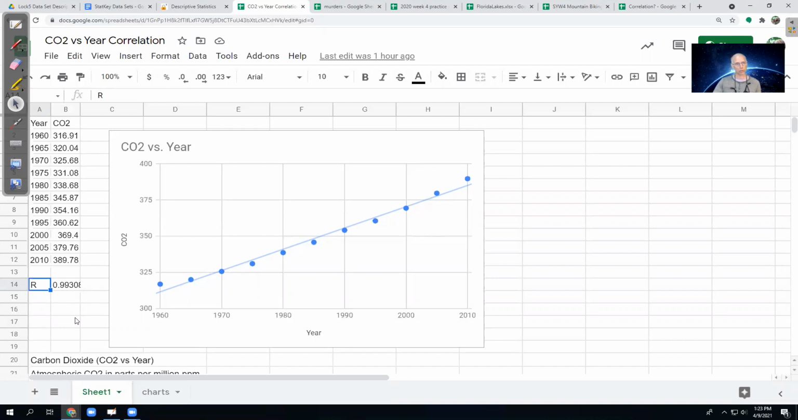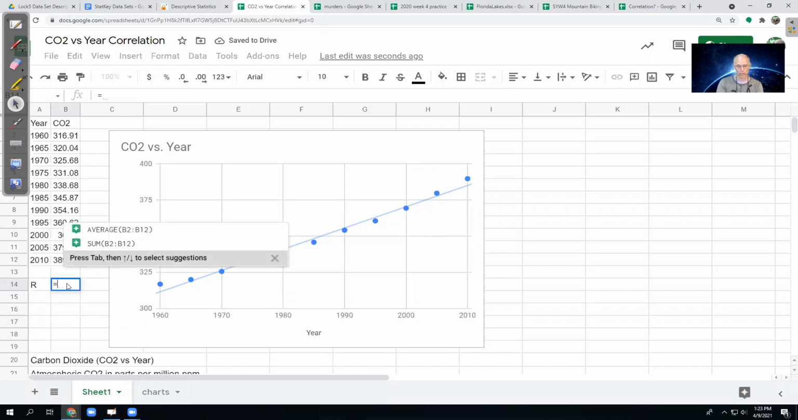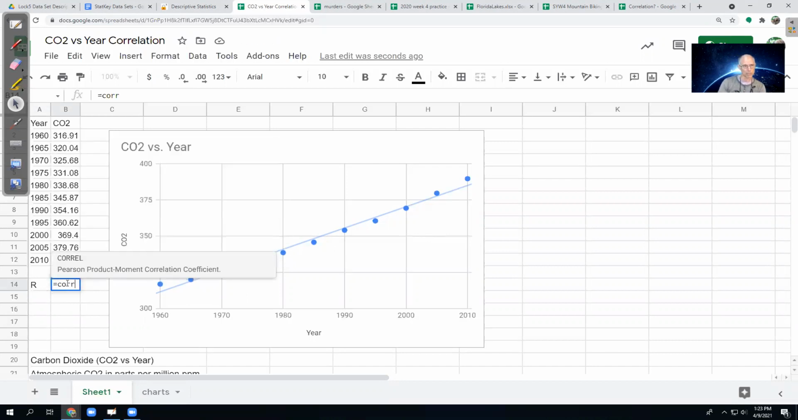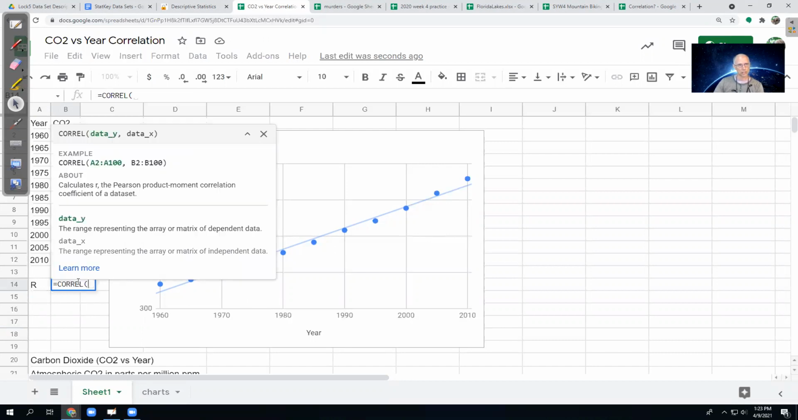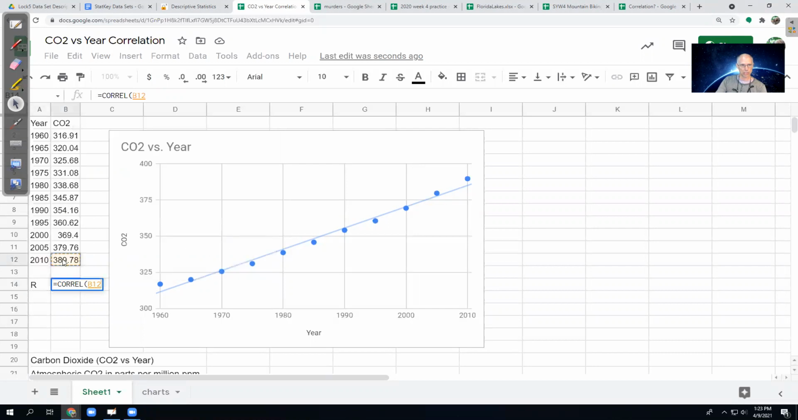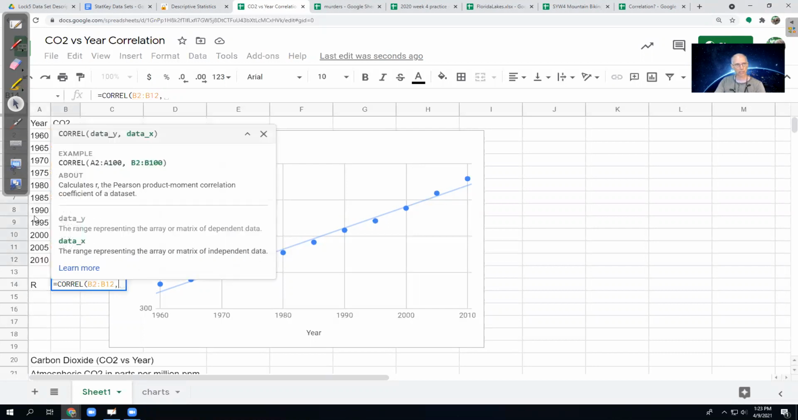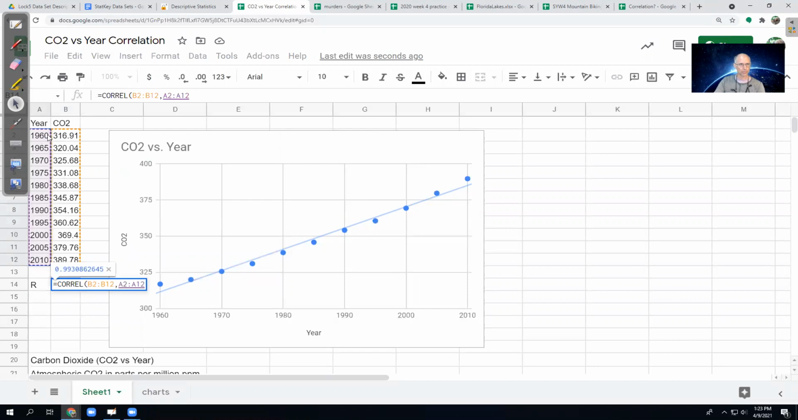So how do you find the slope and the y-intercept and the correlation coefficient on a spreadsheet? To get R, correlation, C-O-R-R, if you start typing that, you'll see the only option is CORREL, which is short for correlation, which is what we want. Generally, when we're playing with two quantitative variables, the functions want the y data and then the x data. So highlight your y's, comma, highlight your x's. So there's the correlation coefficient.